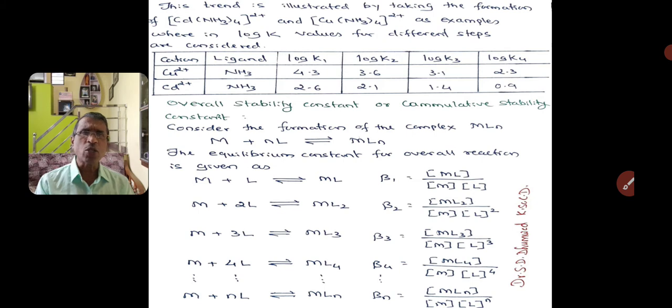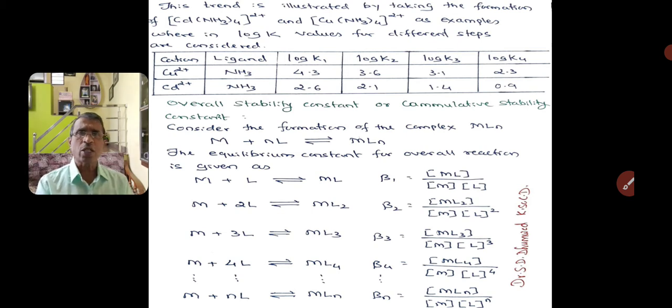The equilibrium constant for the overall reaction is given as: M combines with L to form ML. And the same M may combine with 2L to form ML2. Similarly, M combines with 3L to form ML3, and M combines with 4L to form ML4. In general, M combines with nL to form MLn.